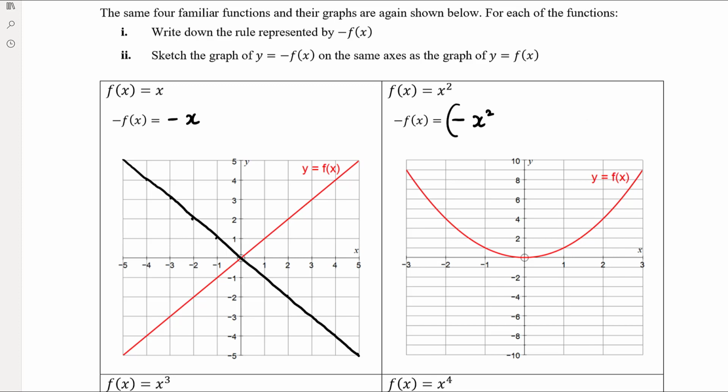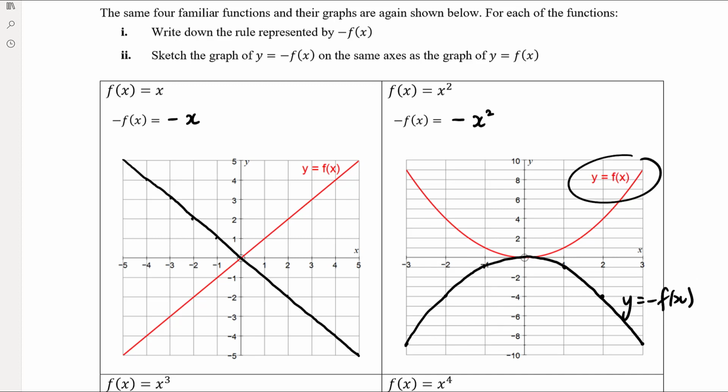So we know that negative x squared is the graph of y equals x squared reflected in the x-axis. We've seen that previously. So reflecting in the x-axis, the point that was at negative 2, 4 is now at negative 2, negative 4. Positive 2, 4 is now at positive 2, negative 4. 3, 9 goes to 3, negative 9, etc. And we can draw in our parabola, which is y equals negative x squared. So y equals negative f of x. If this is f of x, this is negative f of x.